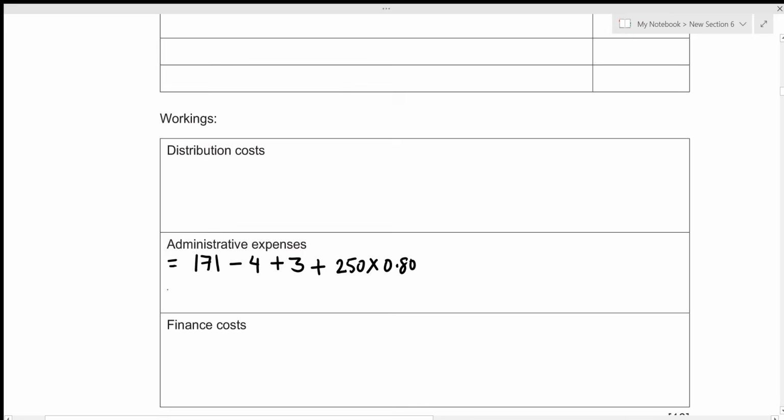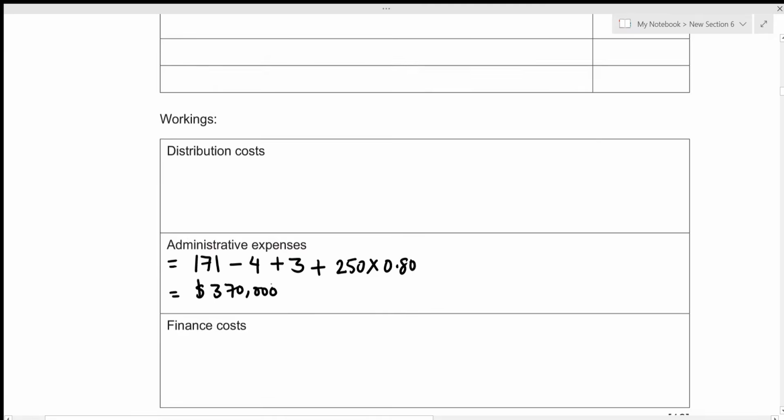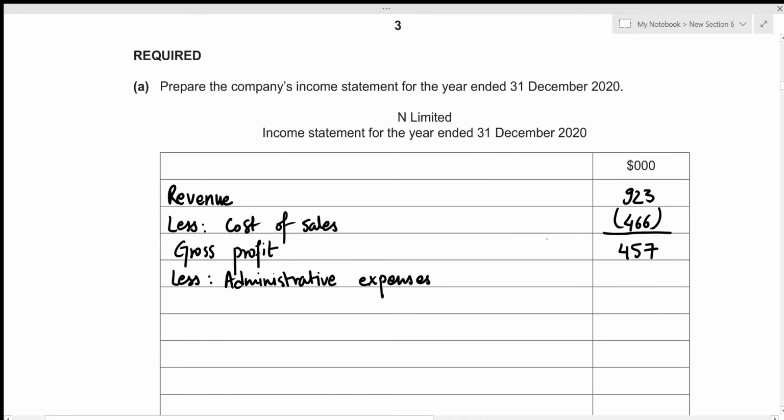Now this gives us the total administrative charge to be 370,000. Let's include this value right here. That's going to be 370. Next, we can move on to the distribution costs. Let's look for the items that should be included in this.